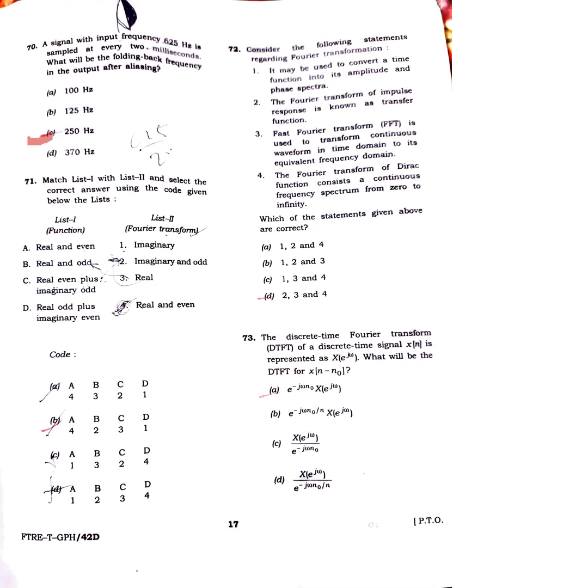Match list 1 and list 2 and select the correct answer using the code given below. So the answer is B. Real and even. So this is B. Consider the following statements regarding the Fourier transformation. So the answer is D, 234.